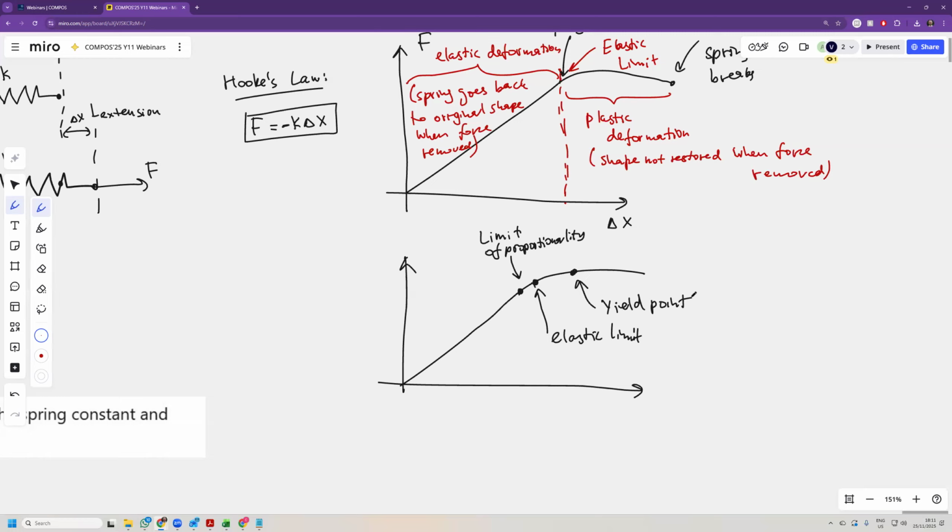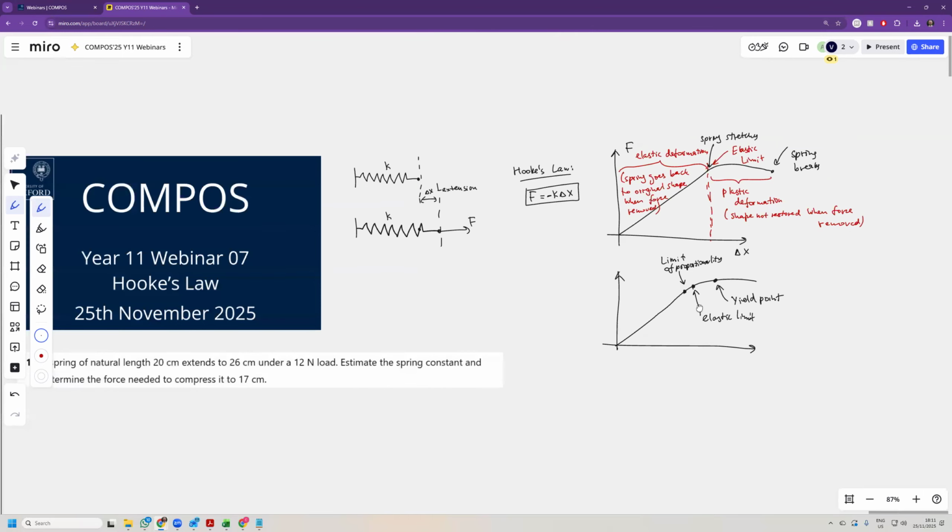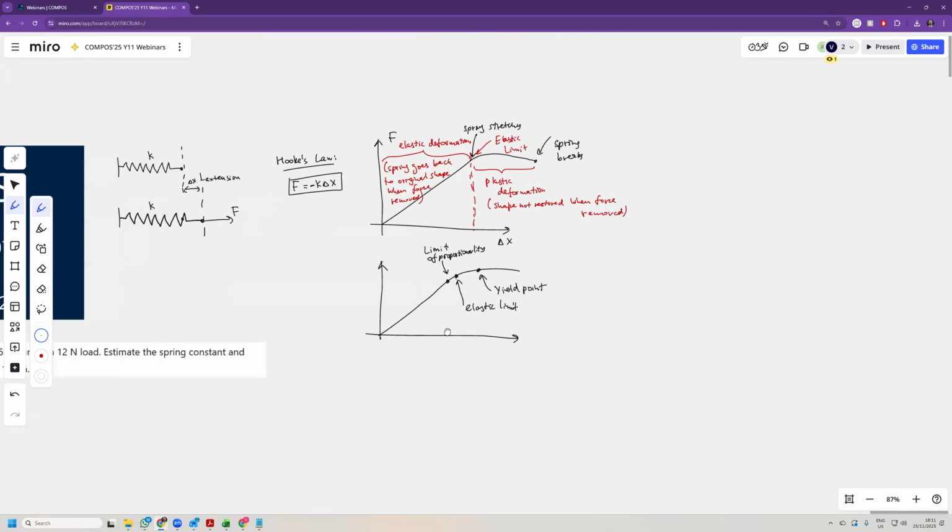This is where the spring goes. This shows a large deformation without a large increase in force. Basically, the spring gives. It becomes fluid in a way. Limit of proportionality is where the line stops being straight. Elastic limit is the point of no return, where the spring does not return to its original shape. Cool. So let's move on.